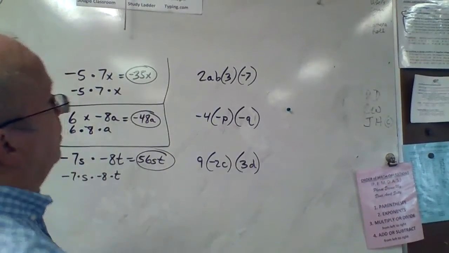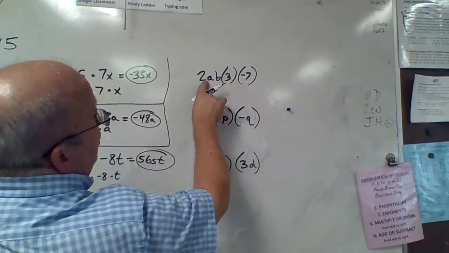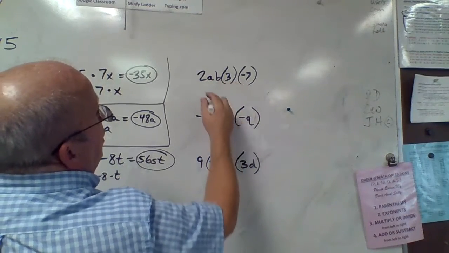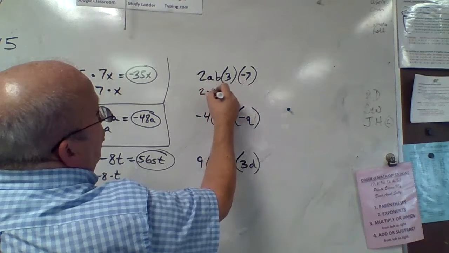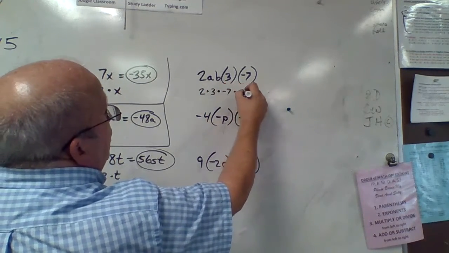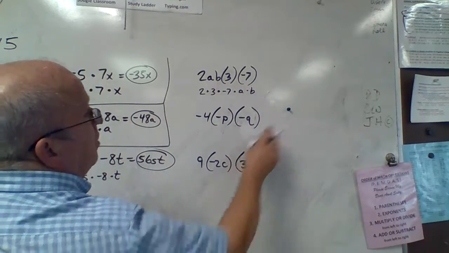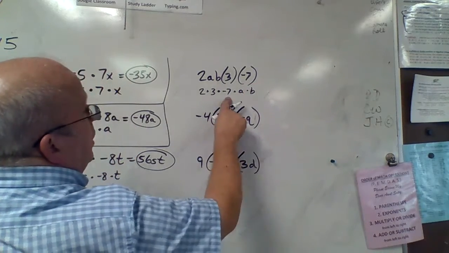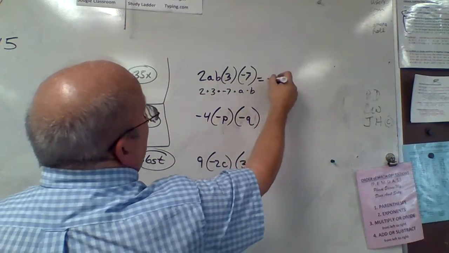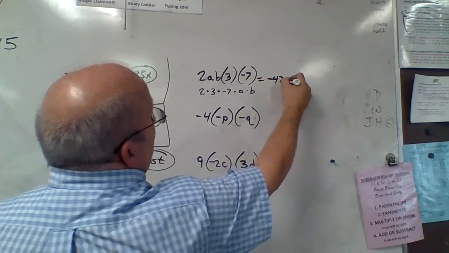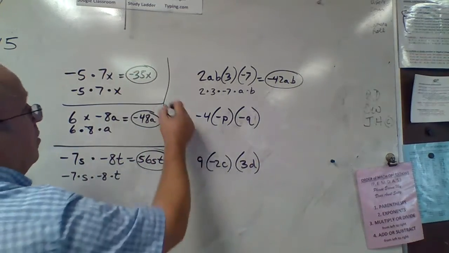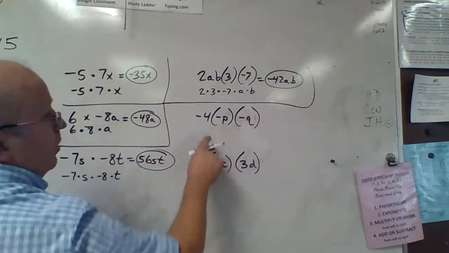Let's look at this one right here. If it were me, I'd think of this as 2 times a times b times 3 times negative 7. And I would go so far as grouping together the integers first and putting the variables near the end. No big deal. No reason why we can't. And what do we get? This is 6 times negative 7. 6 times negative 7 is negative 42 times a times b. Done. Negative 42 times a times b. Done.